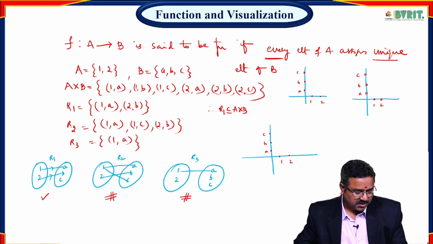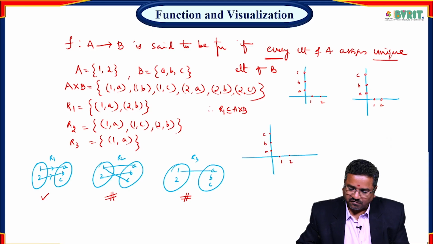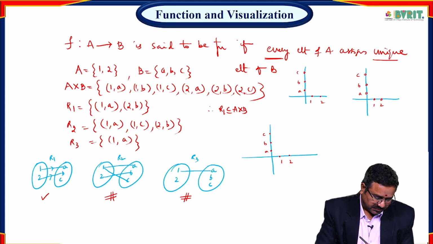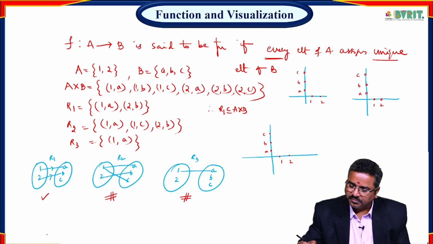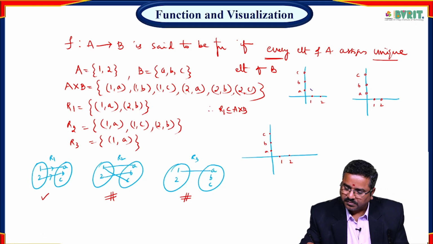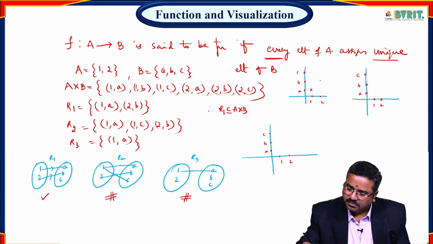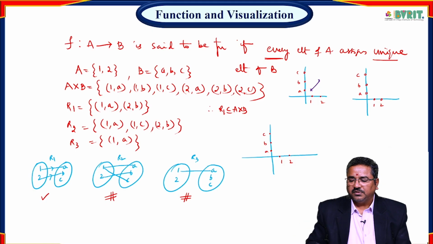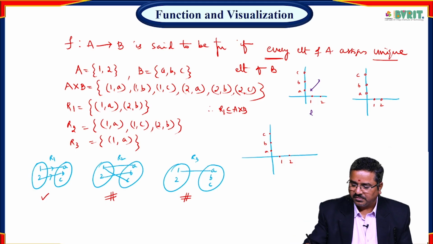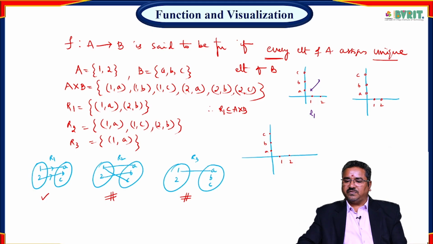Now we will represent R1 here. What is R1? 1A, take it. 1A, this one. 1A, 2B, this one. Just join this. This is the graph of this one. So this is R1. If you represent it graphically, this is R1.